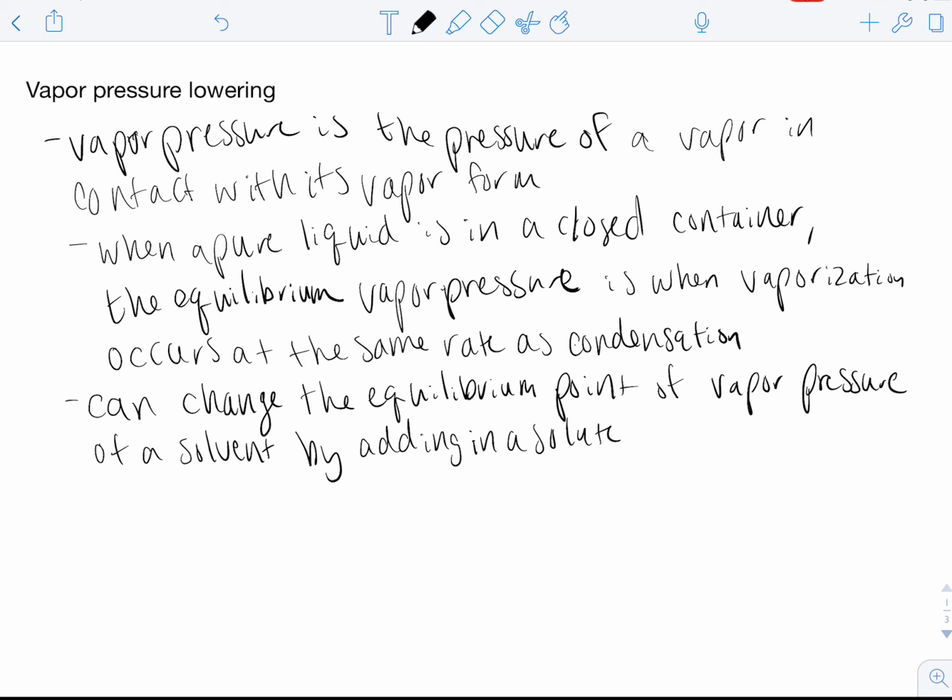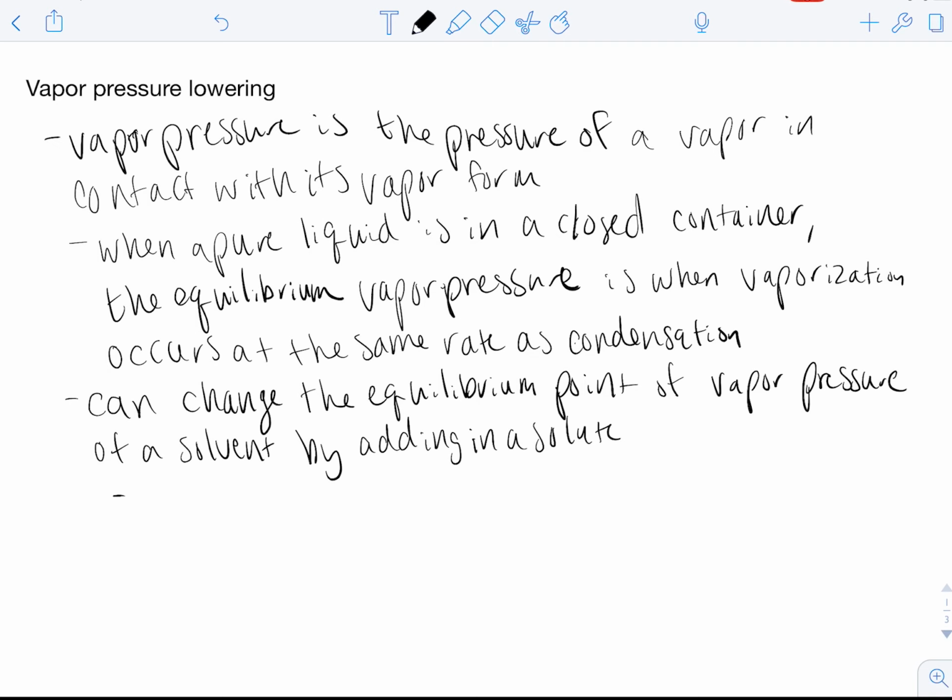So what happens when we have something that goes from the liquid phase to the vapor phase? It has to be on the surface of the liquid. If that solvent is not on the surface of the liquid, it can't escape into the gaseous or vapor phase. Because we have solute molecules in there, we're actually blocking the surface a little bit, which allows for fewer molecules of solvent to escape into the vapor phase. So we have fewer solvent molecules on the liquid surface.